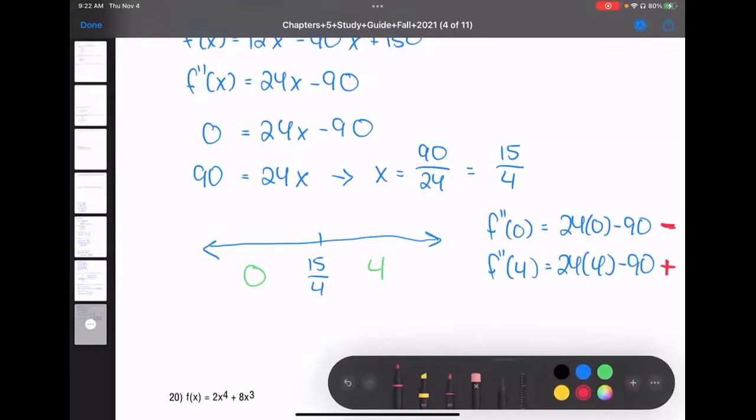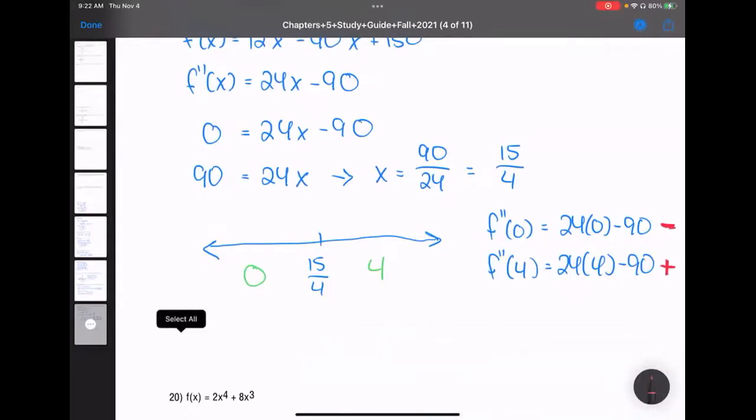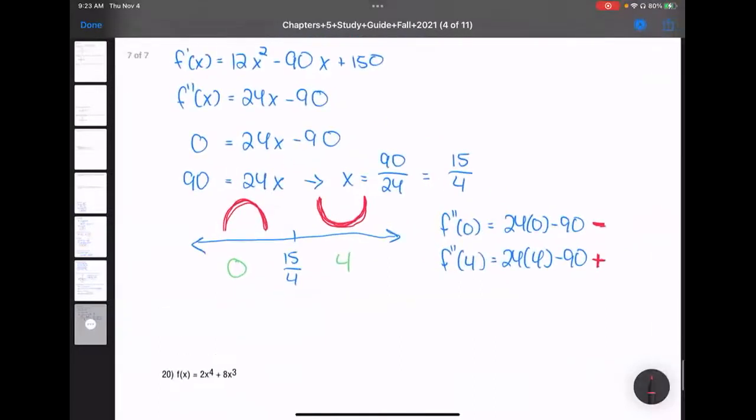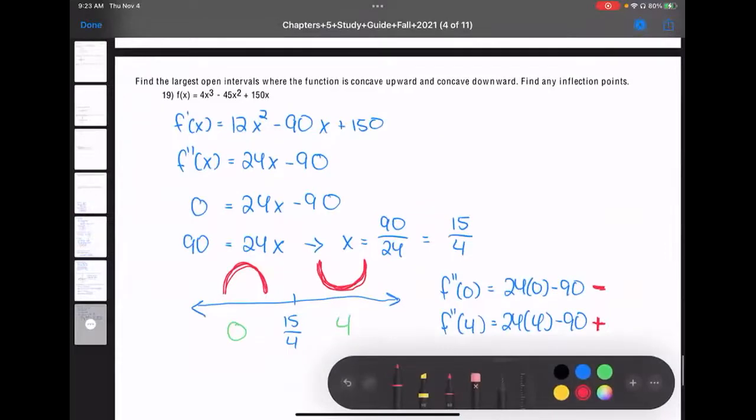And so from there, we know that from 15 over 4 out to infinity, we have concave up because it was a positive number. And from 15 over 4 down to negative infinity, we have concave down. Okay. So that gives us our concave up, concave down.